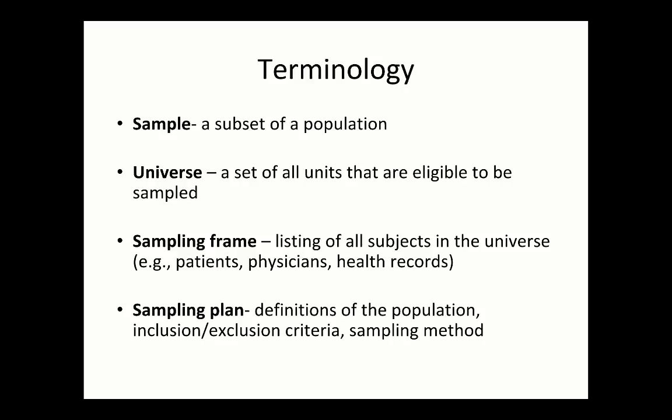A universe is a set of all units that are eligible to be sampled, yet typically unattainable due to resource limitations. For instance, it would take a lot of time and money to conduct a study on every person in the United States with hypertension. A sampling frame is a listing of all the subjects in the universe. For example, this may include patients, physicians, or health records. A sampling plan is the definitions of the population and the inclusion or exclusion criteria you intend to use for sampling, and the sampling method.